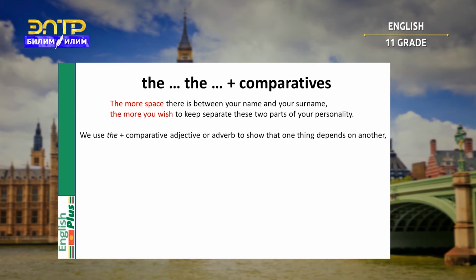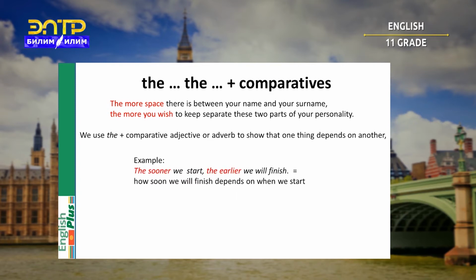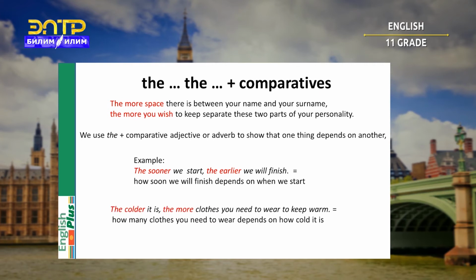Let's look at the example. The sooner we start, the earlier we will finish. It means how soon we will finish depends on when we start. And one more example. The colder it is, the more clothes you need to wear to keep warm. What does it mean? It means how many clothes you need to wear depends on how cold it is.